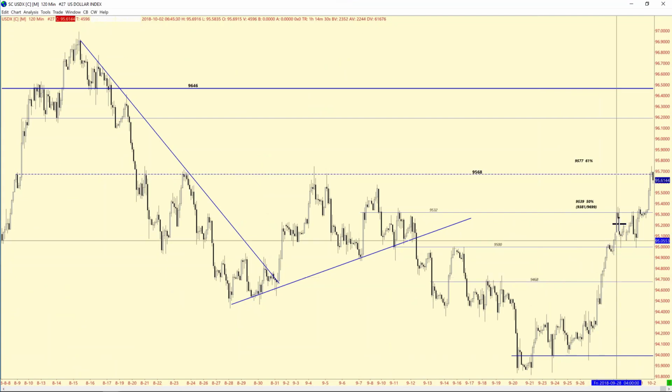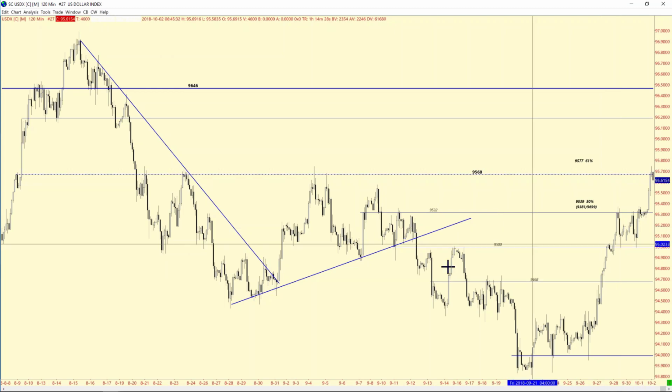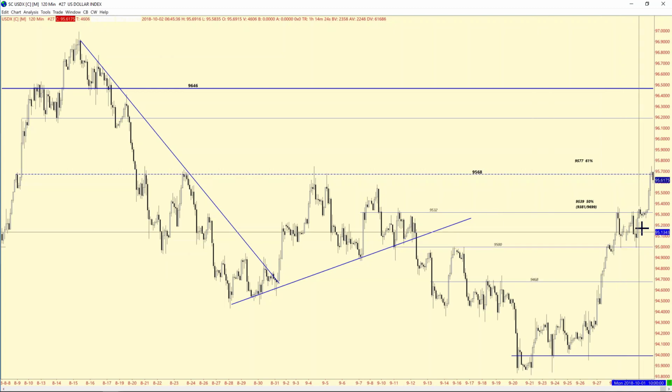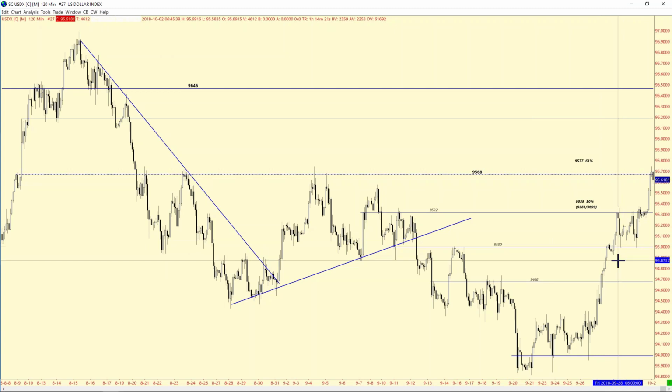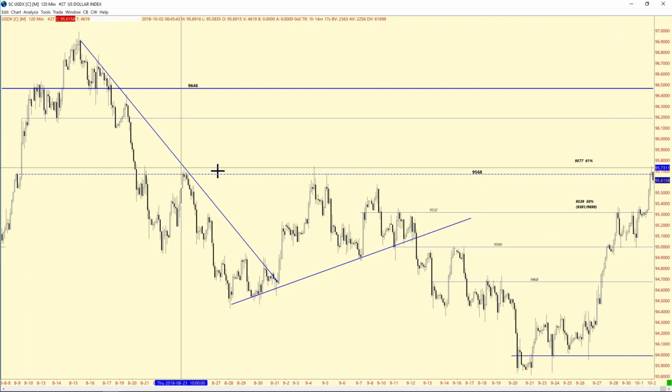We actually challenged the 32. We backed down, but remember, we held this 95. So yesterday we were still saying, hey, look, the daily close above 94.97 allows us to challenge 95.68. And here we had that level in place, and that's what we've come up to.